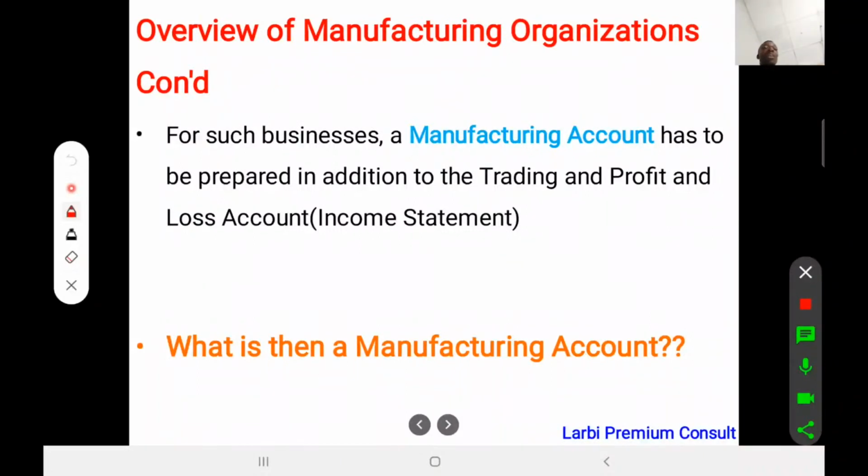And I know when they manufacture it, they are not going to keep it by their side. They are going to release that for people to buy it, so that they can get their money back. And that is the goal of a manufacturing organization. So that is the idea about a manufacturing account.